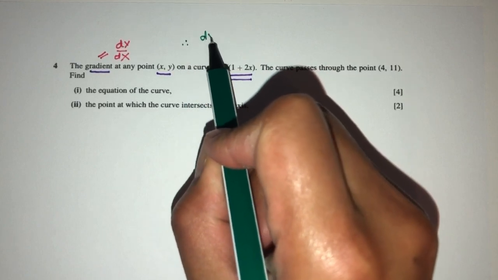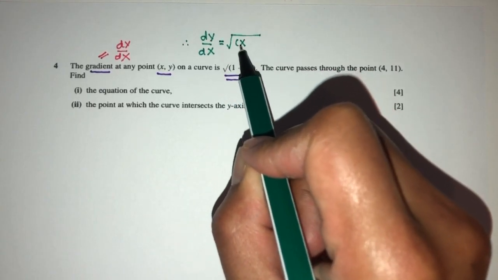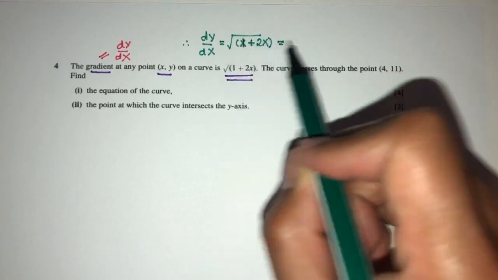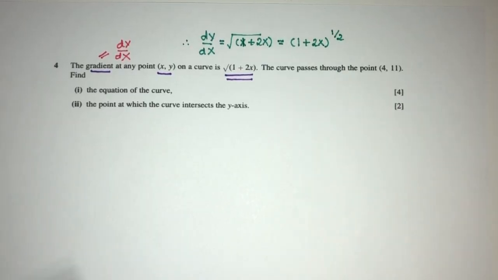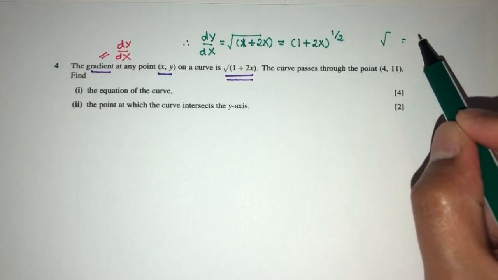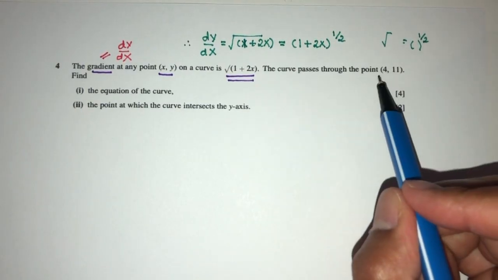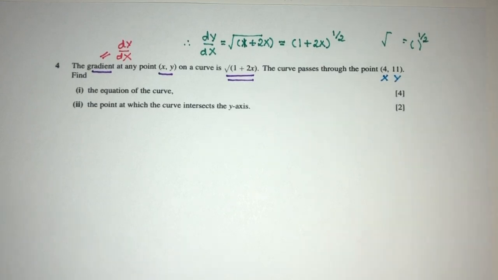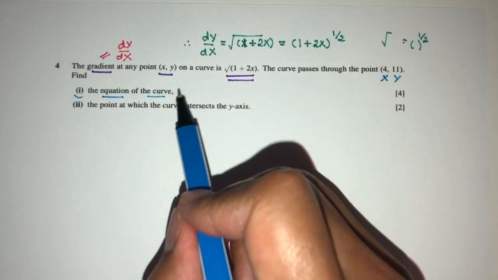We are given that dy by dx by the question is equal to root of 1 plus 2x. Now again, we can rewrite this as (1 plus 2x) power half. That makes sense because we know that square root is actually power half. Okay, that is the first part that we have to kind of derive. Now the curve passes through the point. This is the passing point. This is my x and my y value for the point, obviously. Now part one, we have to find the equation of the curve. Now equation of a curve means we have to find the value of y.